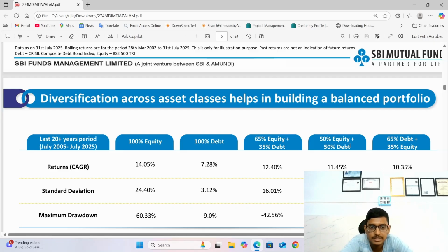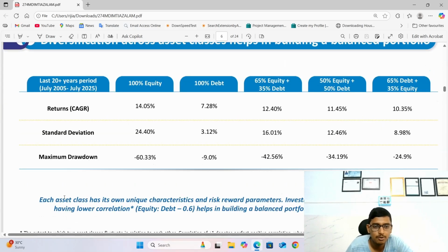But let's say, why are we comparing different asset classes? Here we can clearly see that equity has the maximum return, 14.05%. Then why are we talking about the balanced portfolio or the hybrid portfolio? So you need to notice here, it is because of the maximum drawdown.